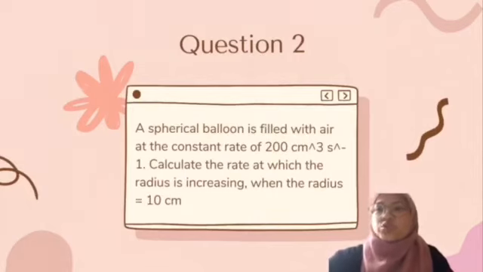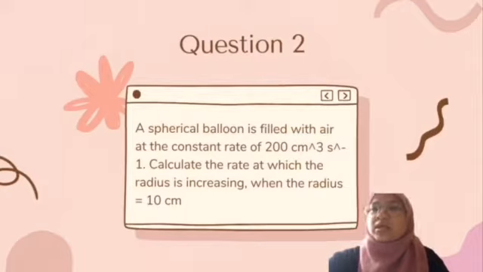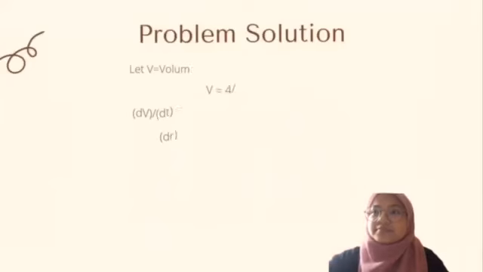Next, problem statement 2. A spherical balloon is filled with air at a constant rate of 200 cm³ s⁻¹. Calculate the rate at which the radius is increasing when the radius equals 10 cm.